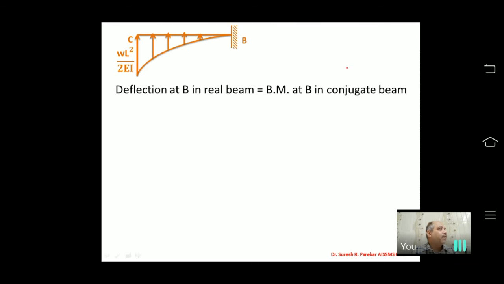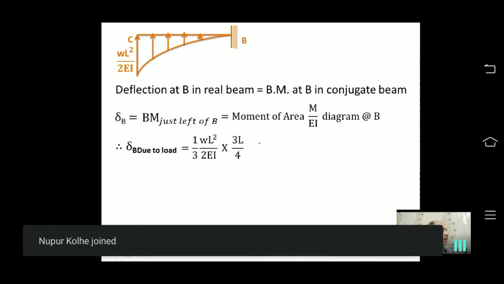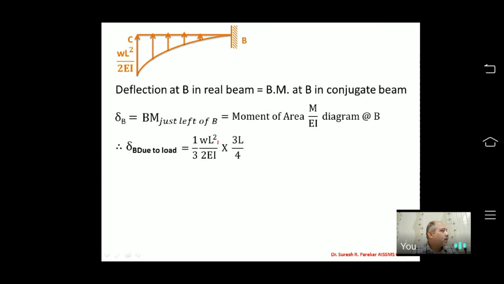And now in the next step, first we will find the deflection due to this loading. So what deflection are we going to get? Delta B. So we have 1/3 WL square upon 2EI into 3L by 4. We have L over here again, because this will be the area. So 1/2, the base is L and the height is WL square upon 2EI. That gives me the value WL to the power 4 upon 8EI. So this will be delta B due to load.